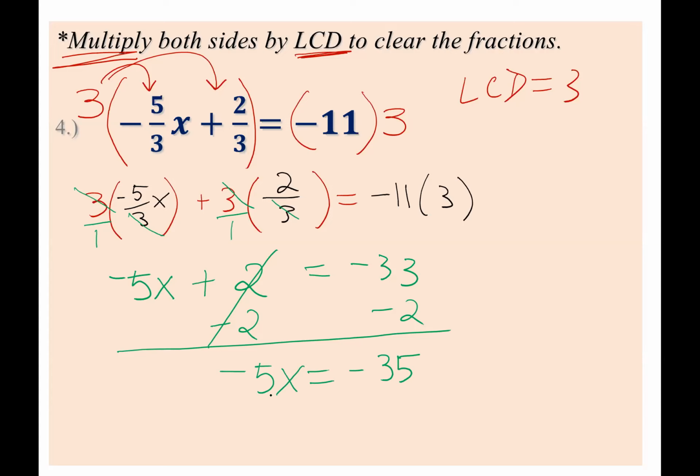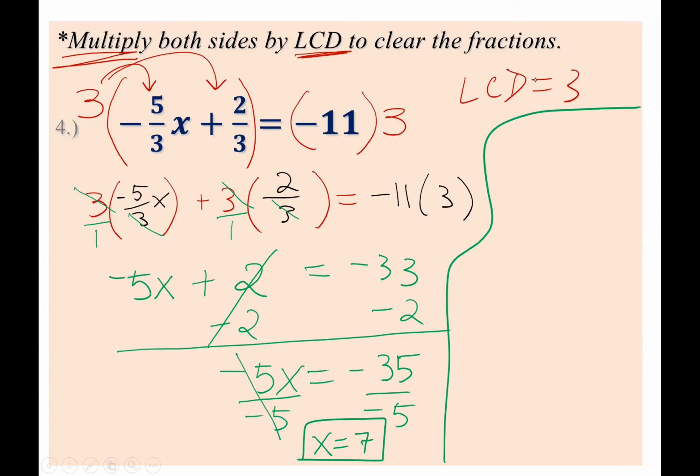And finally, our last step, we'll divide by -5 on both sides. -5x divided by -5 cancels out. -35 divided by -5 is now +7. Okay, +7. Actually, let me move that over here. Let's see if I can check it on the same slide. So we're getting x equals +7. Now let's check.